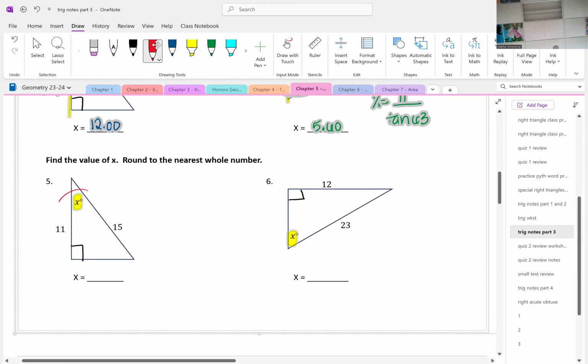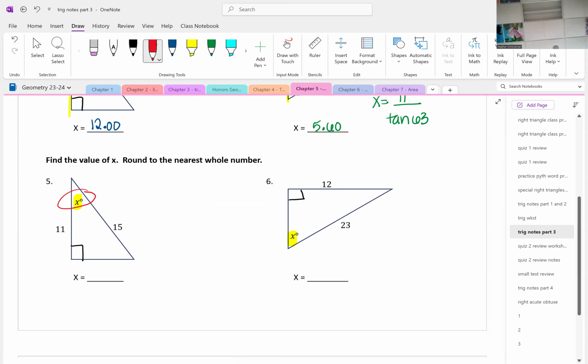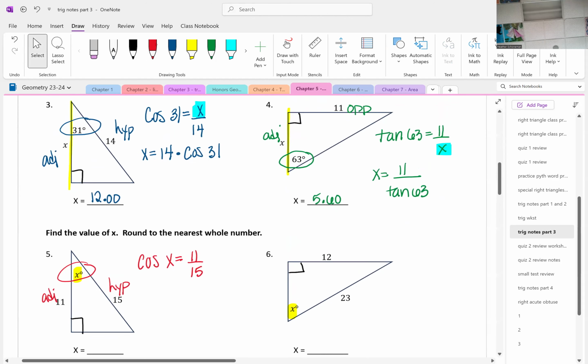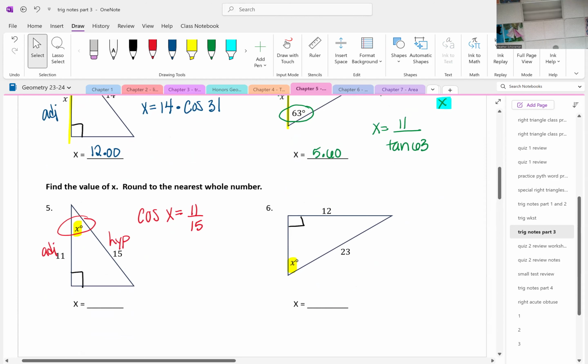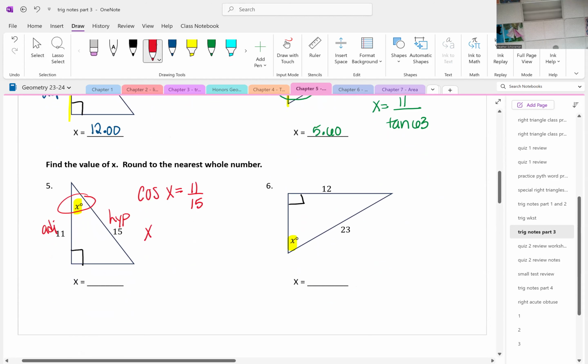So you're going to start by circling the angle they gave you information about, label the 2 sides you know. So 11 is adjacent because it's touching the angle. 15 is hypotenuse, and the trig function that uses adjacent and hypotenuse is cosine. So I'm going to take cosine of what I circled, x, equals adjacent over hypotenuse, 11 over 15. When I'm solving for the angle measure, like over here, I knew the angle measure. I was solving for a side, but when I'm solving for an angle measure, then I'm going to say x equals the inverse cosine of 11 over 15.